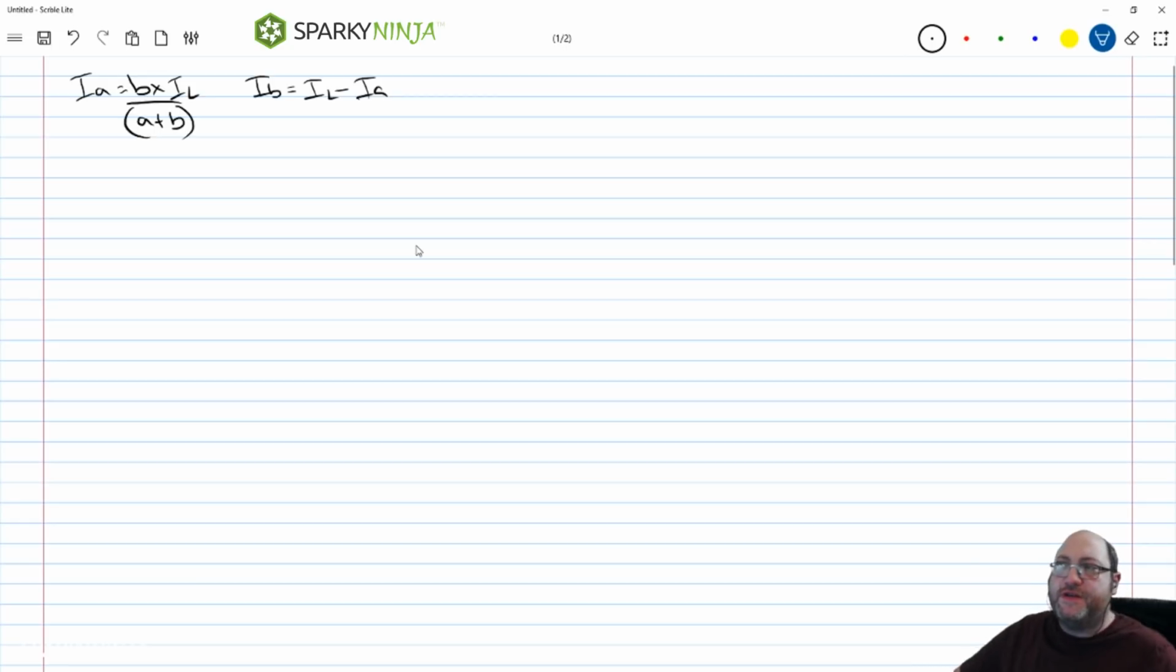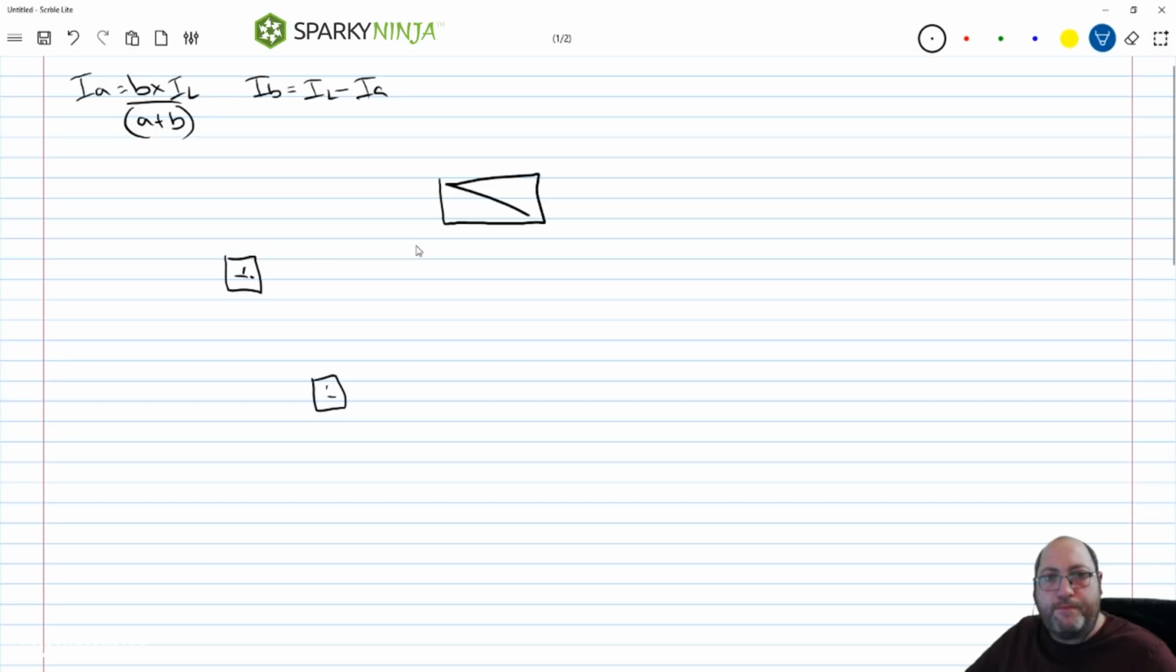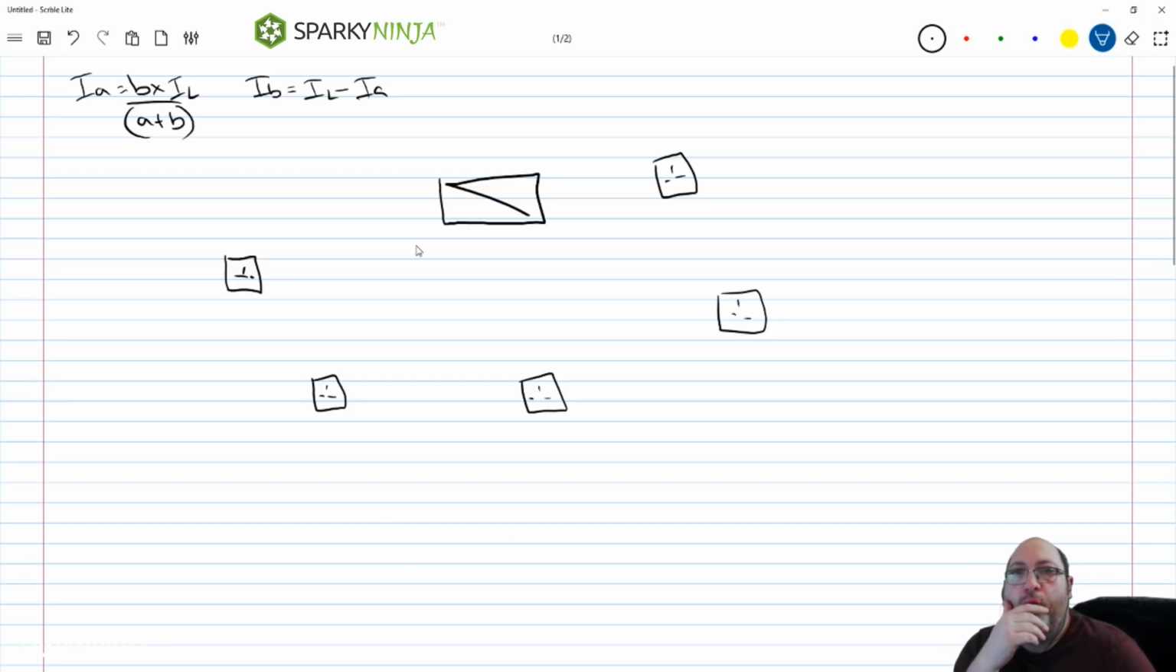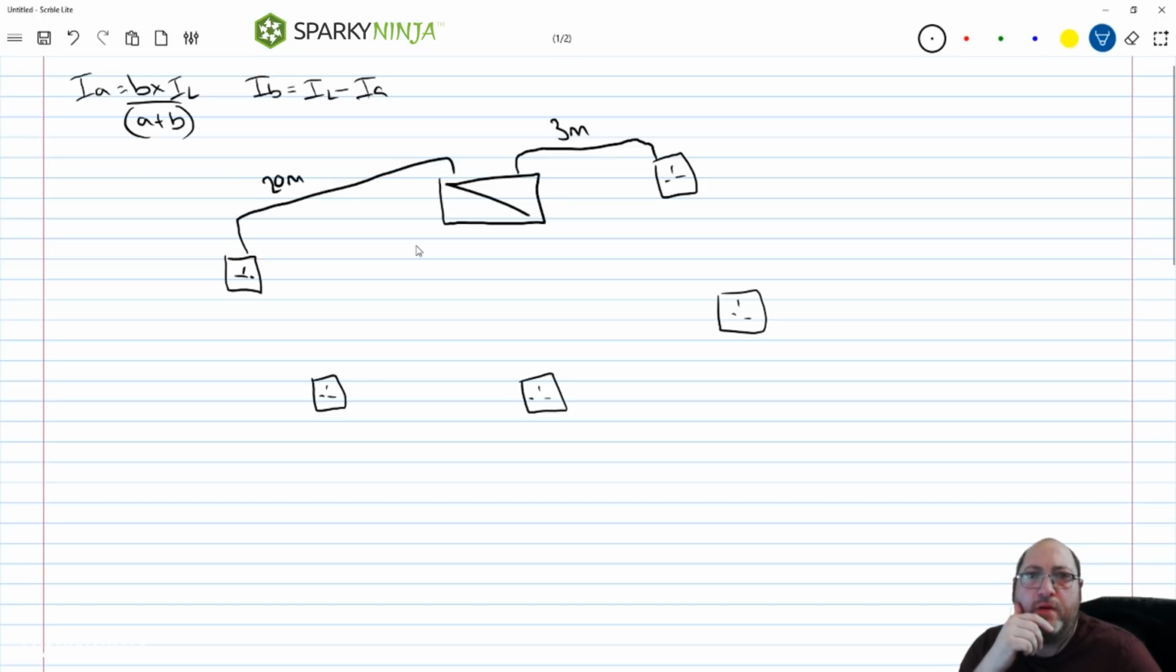Now let's draw another scenario. We'll have a fuse board here. This time we want some different lengths. Let's go with one there, one there, one there. Now I want this length to be short. This is 3 meters. I want this length to be long, 20 meters.